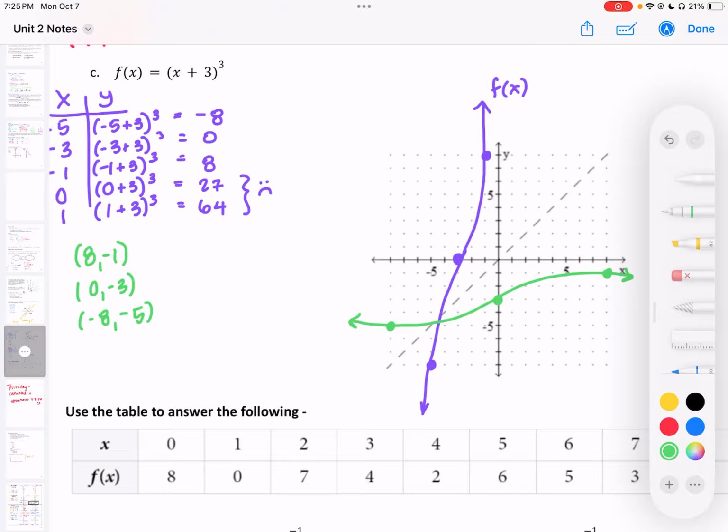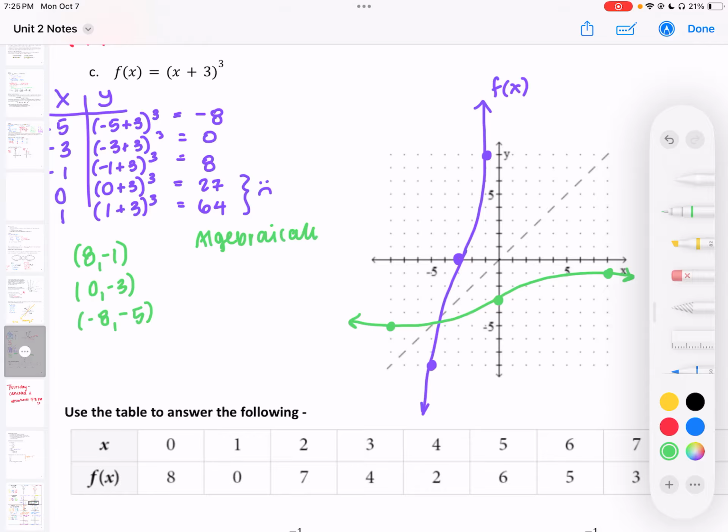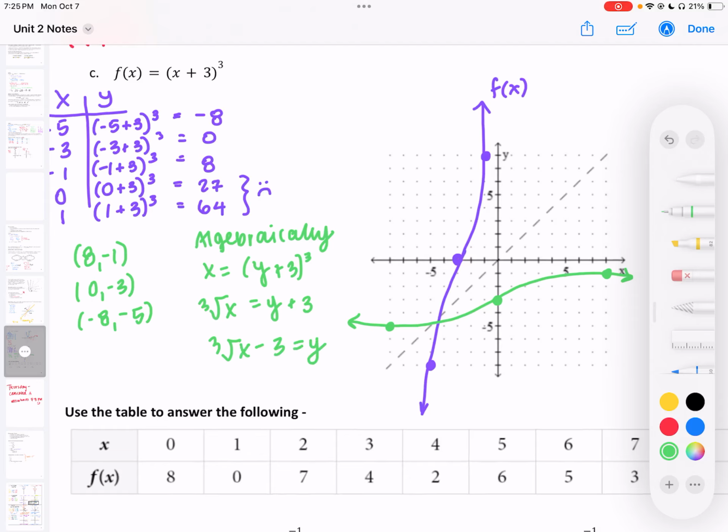Okay. Now, algebraically, we could have also solved this. So algebraically, I could say x equals y plus 3 cubed, take a cube root of x, and then subtract the 3. And my inverse function would be the cube root of x minus 3. That does match my green curve. Just in case you're curious, go ahead and graph in a graphing calculator and you'll see that those line up.